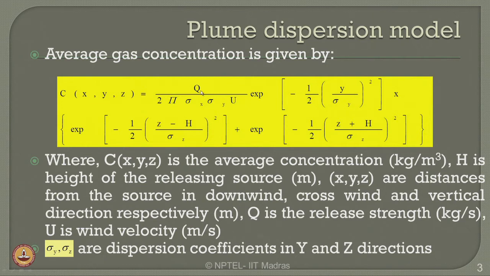Q is the release strength, in kg per second, of the gas of a specific concentration, and u used in this equation is the wind velocity in meters per second, whereas sigma x, sigma y and sigma z are the dispersion coefficients in the x, y and z directions respectively.